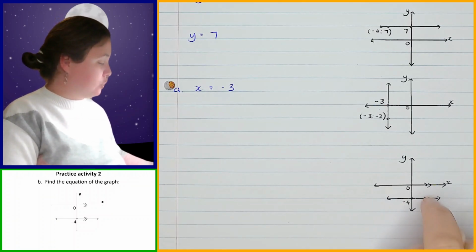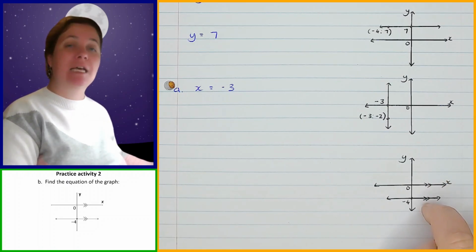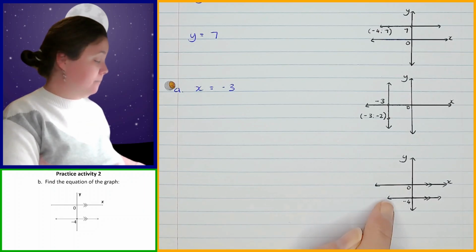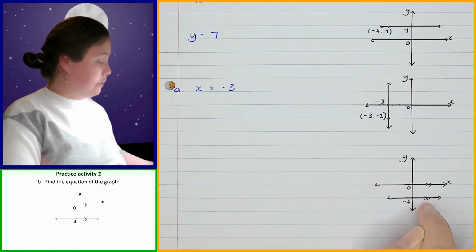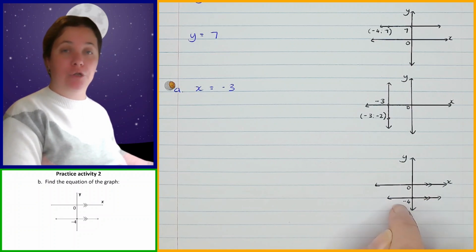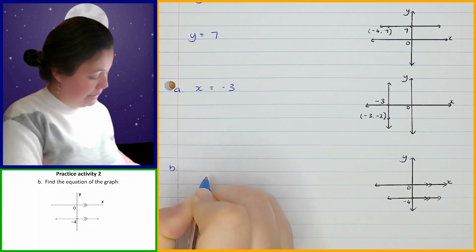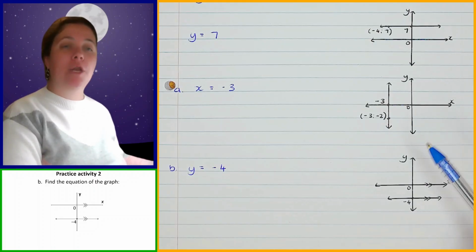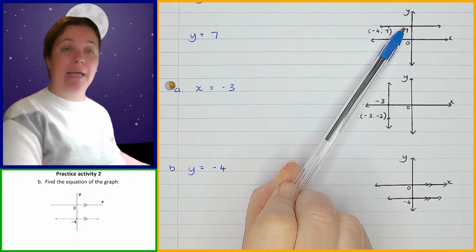However, I have been told that this line is parallel to the x-axis, which means that it is a horizontal line. So even though I haven't been told that the y value at another point is -4, because I've been told that these are parallel, it means that the y values at all points on this line will be the same as each other. So that means I can write my equation over here for question B as y equals -4.